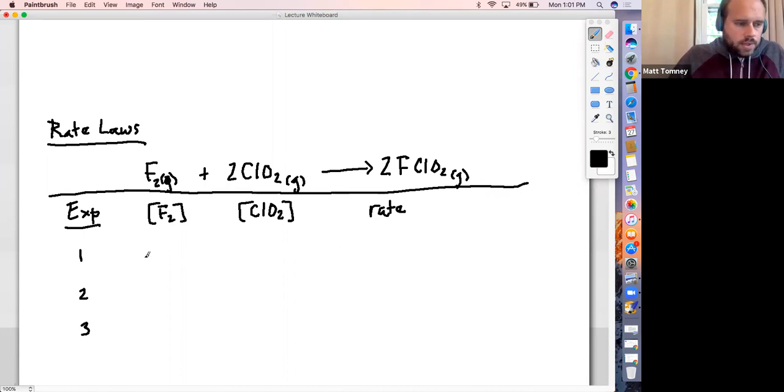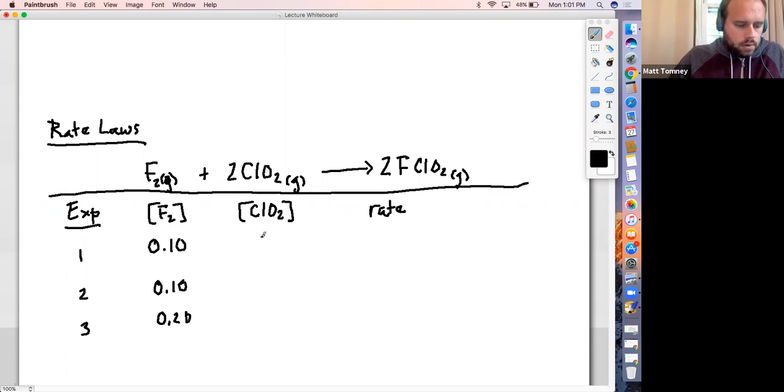Usually in an undergraduate lab, color change is the most common. Okay, so the concentration, and this is in molarity for each of these, the concentration for the fluorine in each case will be 0.10 in experiment 1. It will be 0.10 in experiment 2, and it will be 0.20 in experiment 3.